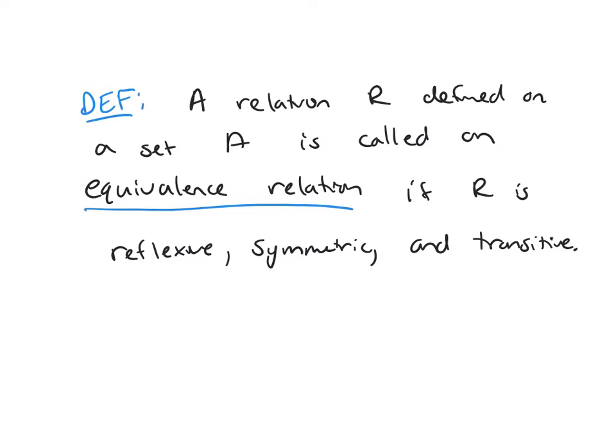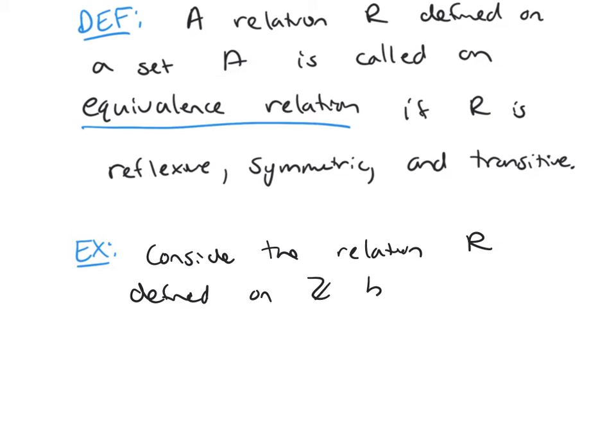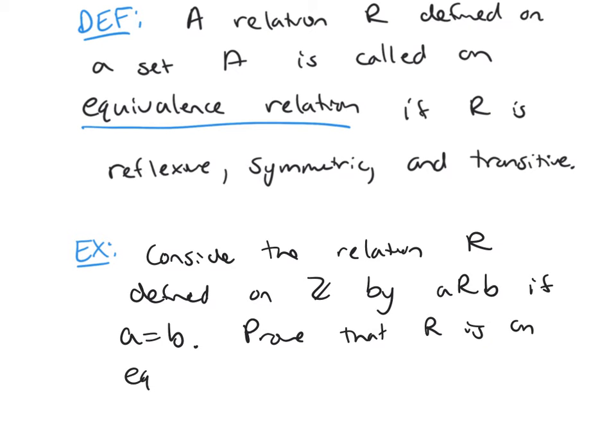So let's look at another example here. So I'm going to consider the relation R defined on Z by A relates to B if A equals B. Prove that R is an equivalence relation on Z.